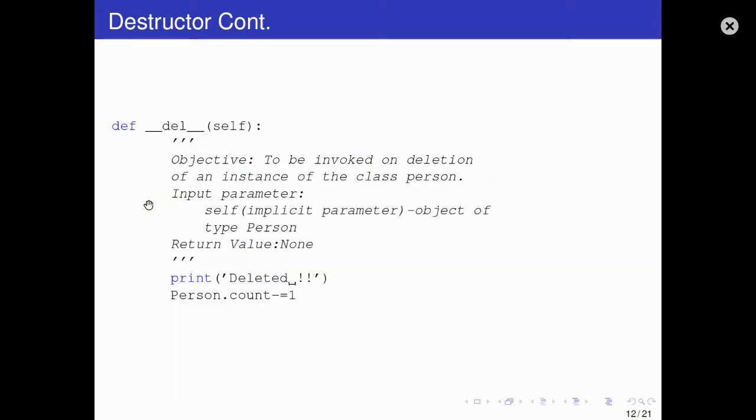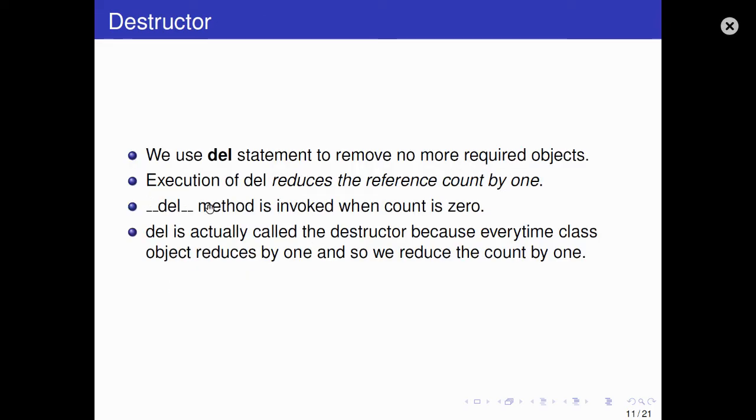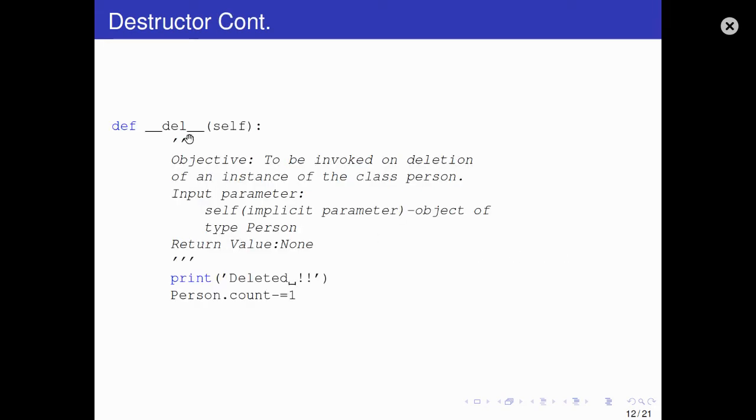The __del__ method is invoked when the count is zero. So this will be invoked when the count is zero. Every time it will delete one object when you execute this. So delete is actually called the destructor, because every time the class object reduces by one, and so we reduce the count by one. Okay, so now there is a program.